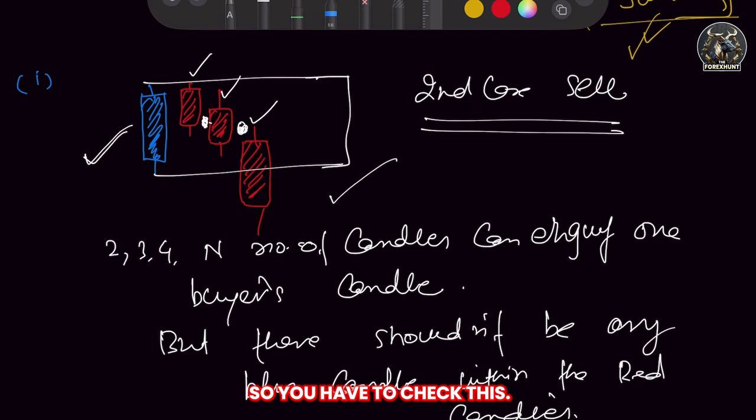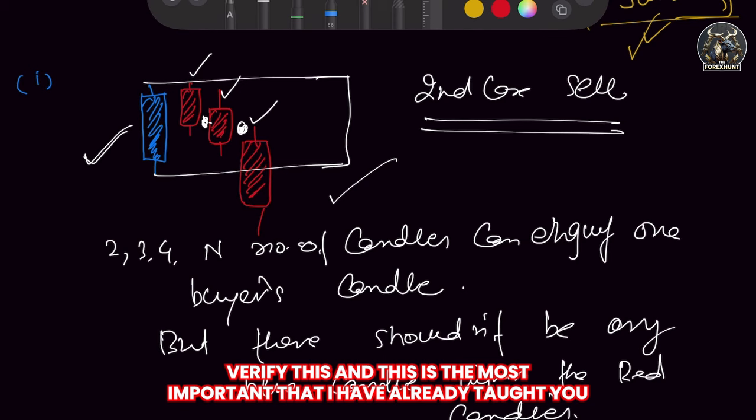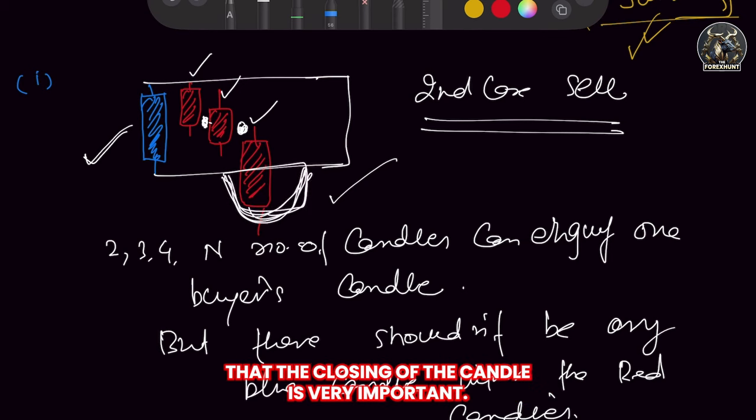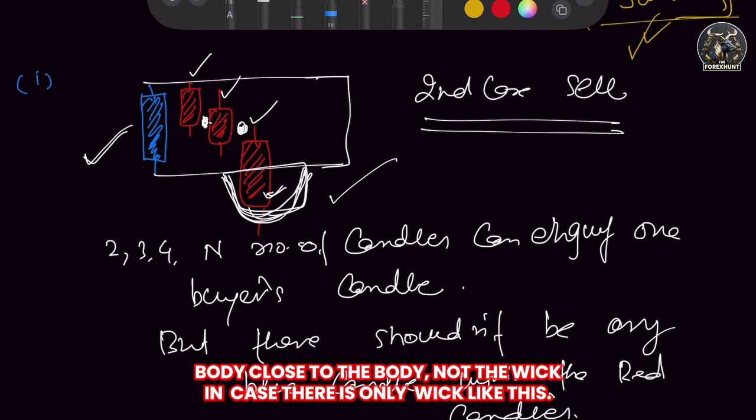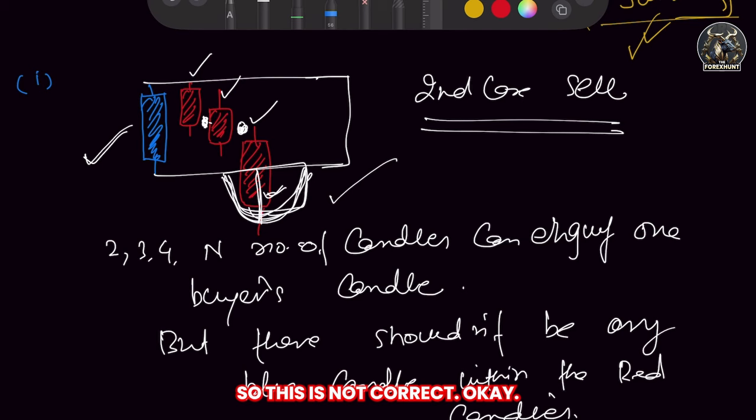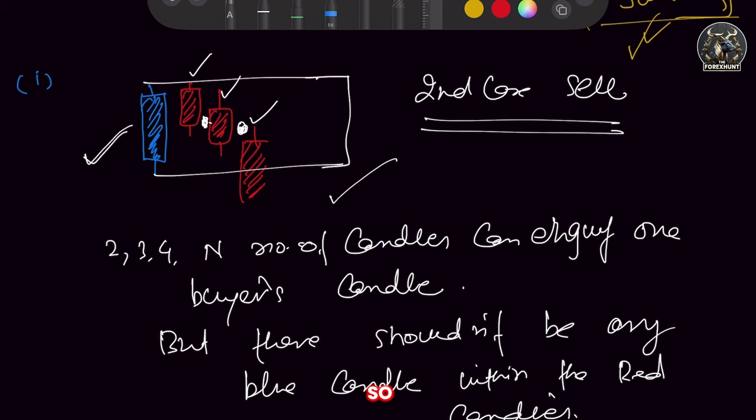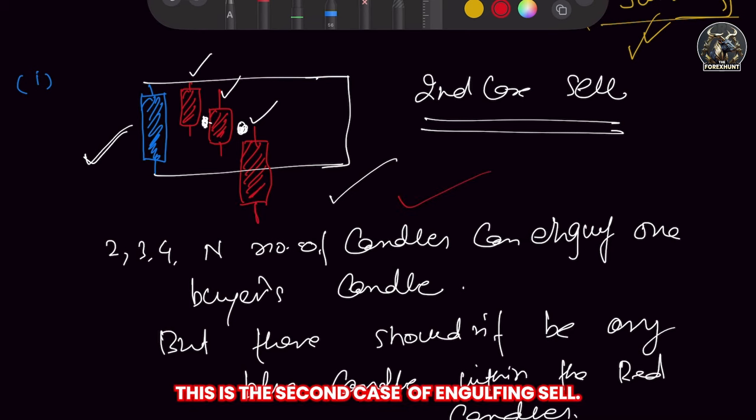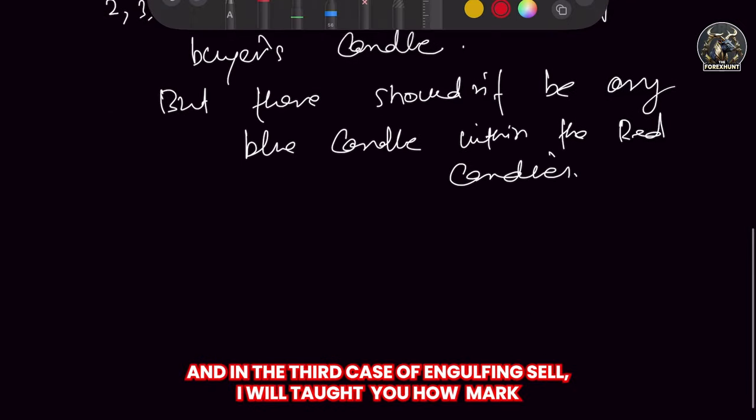Okay, so you have to check this, verify this, and this is the most important thing that I have already taught you, that the closing of the candle is very important. Body close is important, not the wick. In case there is only a wick outside the box, that is not engulfing sell. Yeah, this is accurate. This is the second case of engulfing sell.